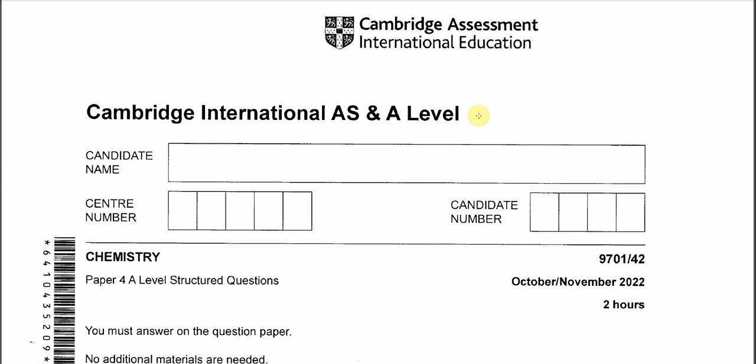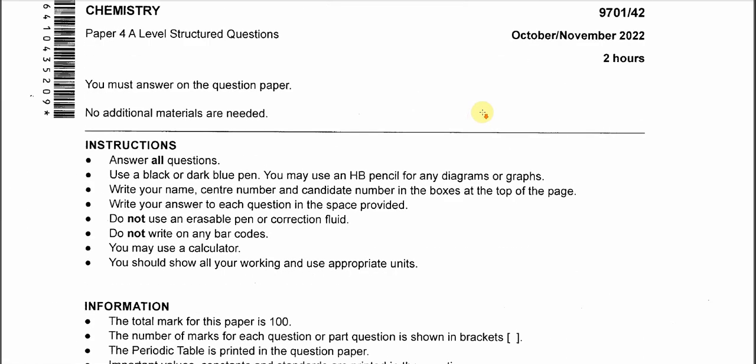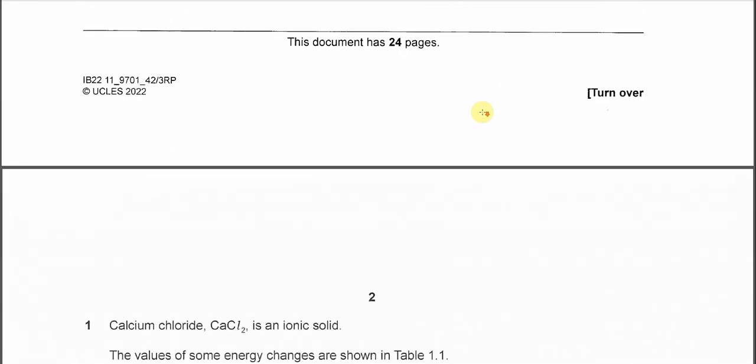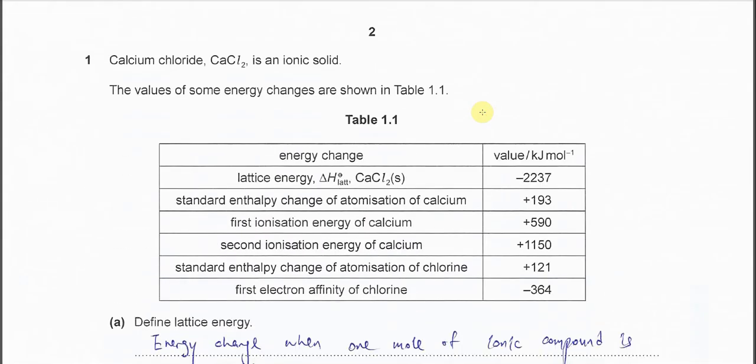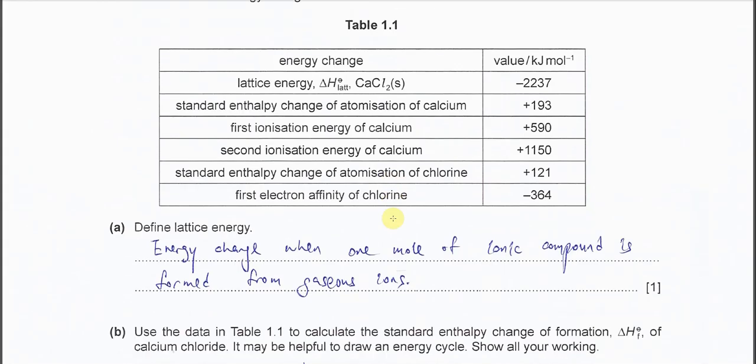October-November 2022, Paper 4, Variant 2. Question 1. Calcium chloride is an ionic solid, and Table 1.1 gives a lot of enthalpy data. So we need to use this for the calculations later. Let's move on to part A.